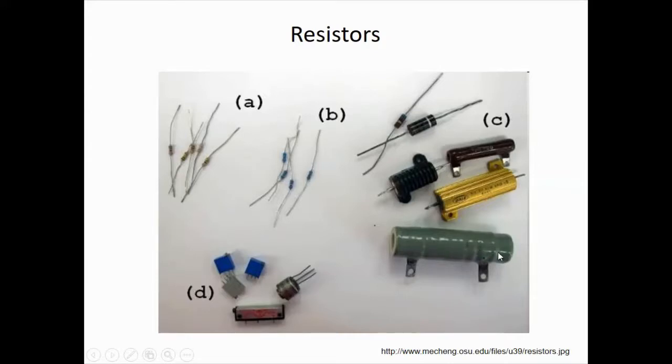The I squared R capacity of this resistor is much larger than the I squared R capacity of this resistor. So different size resistors indicate different current carrying capacity and therefore power dissipation capacity. In fact, more fundamentally, power dissipation capacity. This can dissipate much more power.